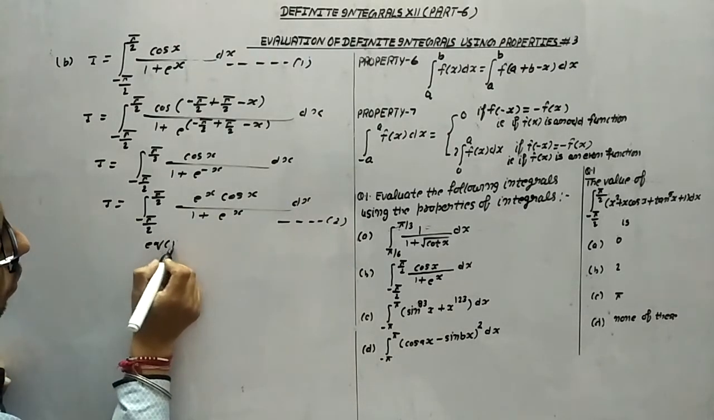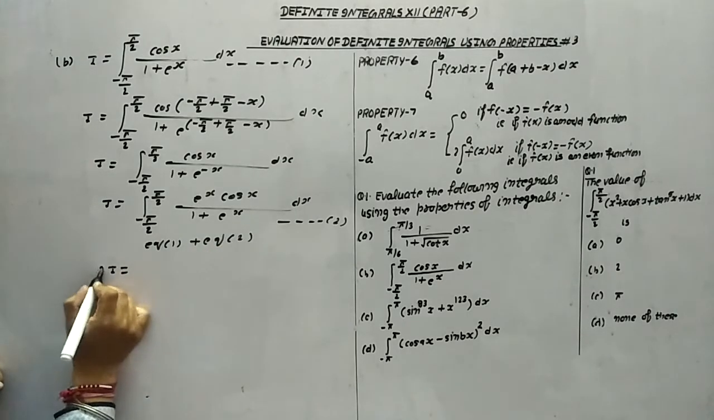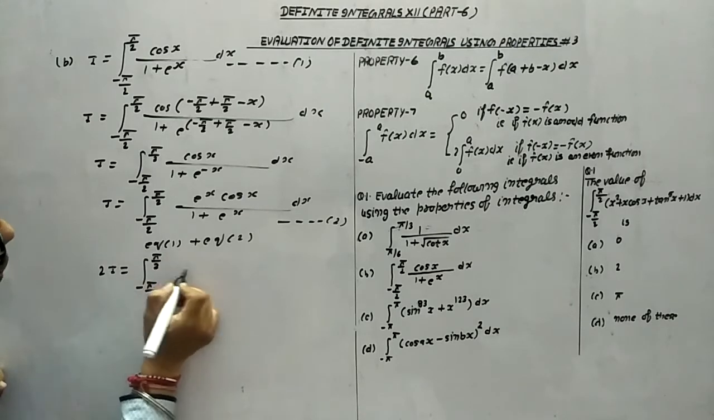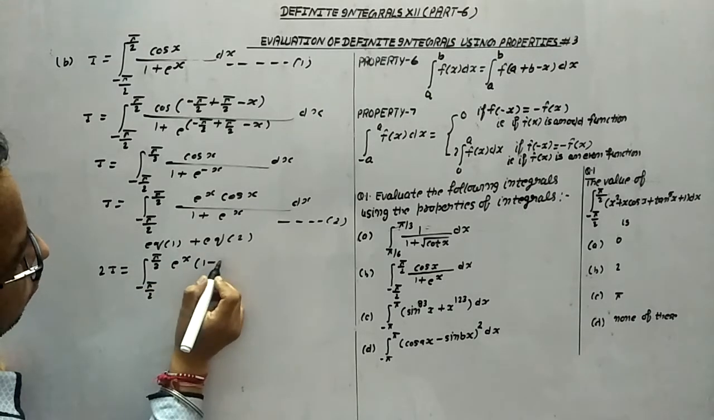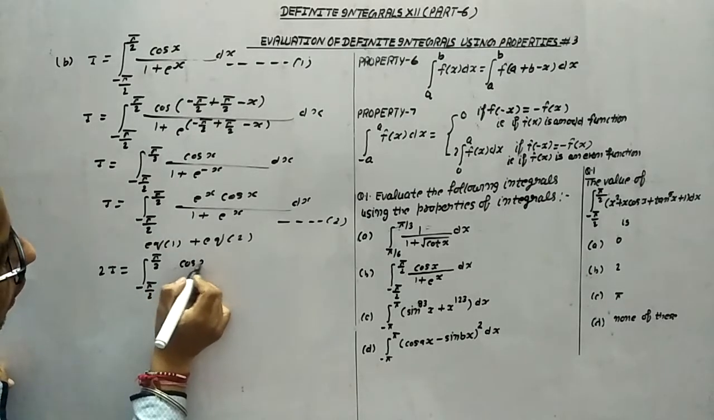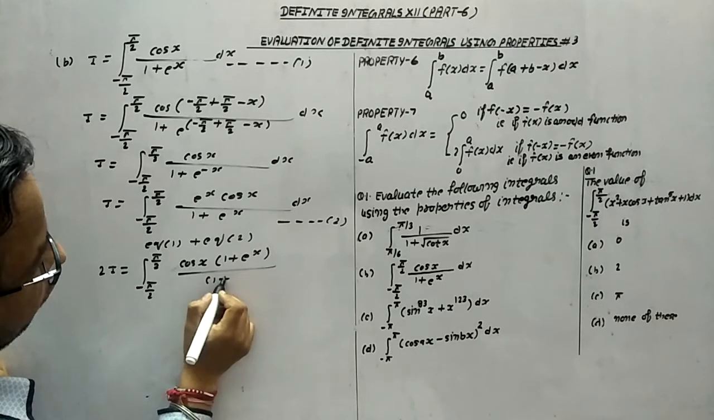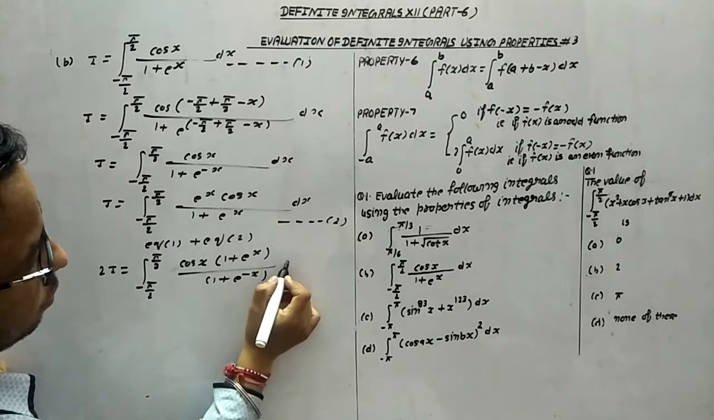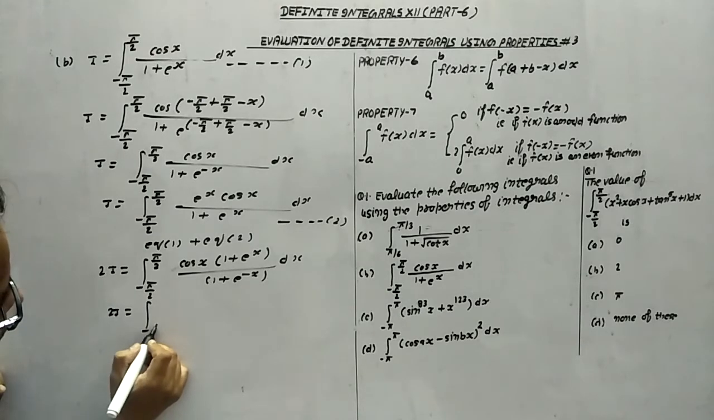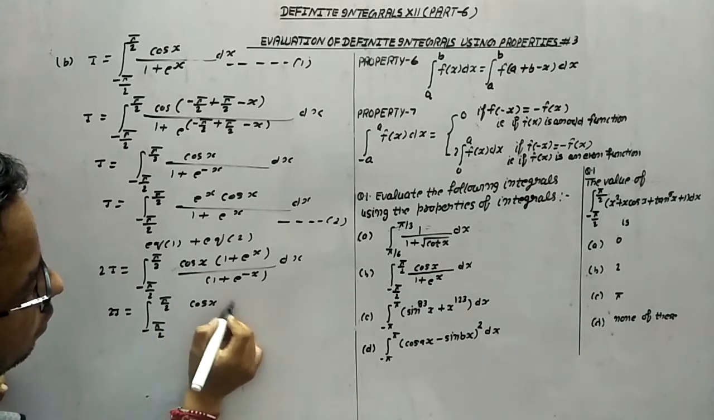Now we will do the addition, equation 1 plus equation 2. It means 2I equals the integral from minus pi by 2 to pi by 2, and cos x is common. When we do the addition, after taking cos x common, we get 1 plus e raised to power x over 1 plus e raised to power x. This cancels out. It means 2I equals the integral from minus pi by 2 to pi by 2 of cos x dx.